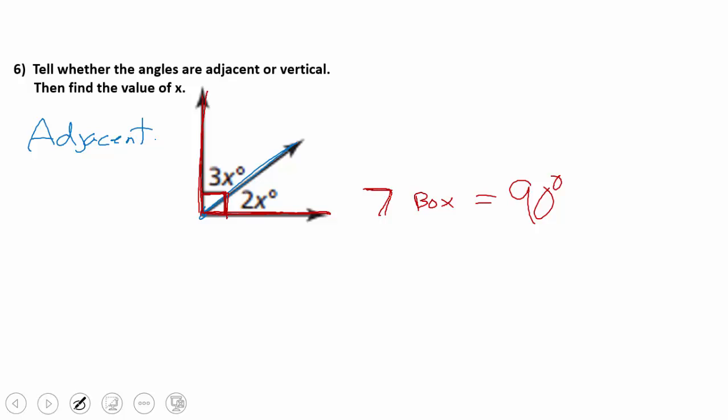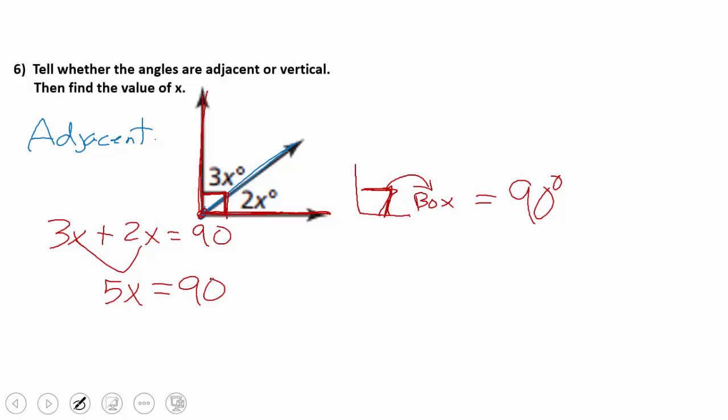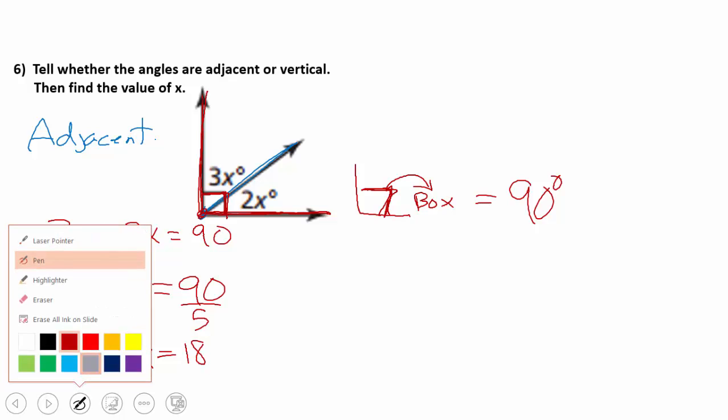So this box indicator says that angle is 90 degrees. So what do we know then? These two adjacent angles that share a vertex, share a side, are equal together to 90 degrees. So I can say 3x plus 2x is equal to 90. Combining like terms, 5x is 90. Dividing by 5, x is 18. Once again, the value of x is 18.